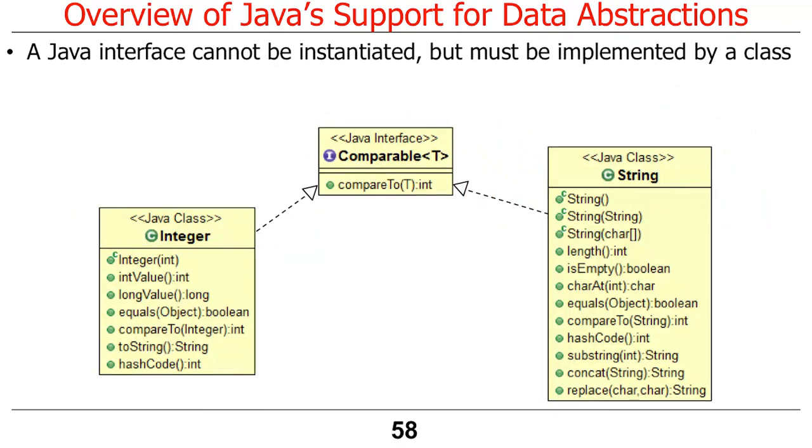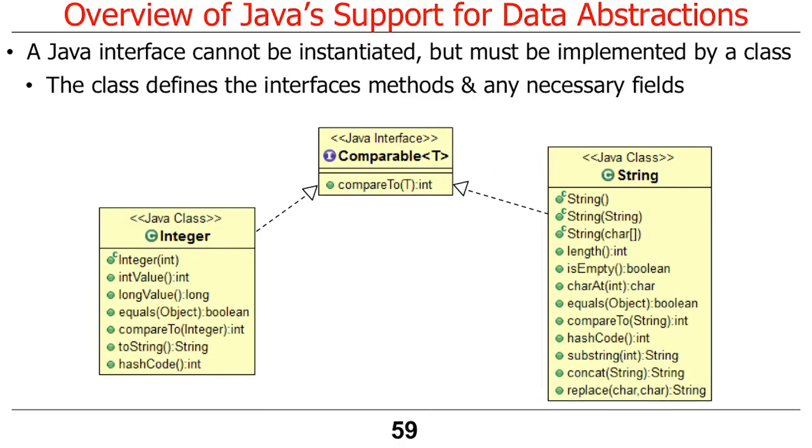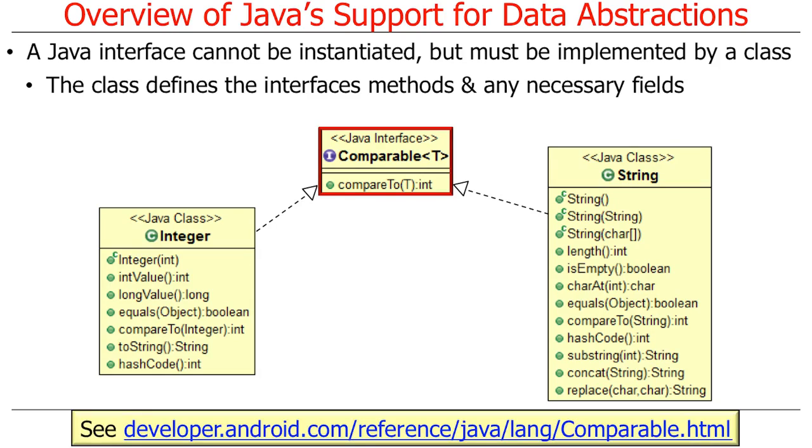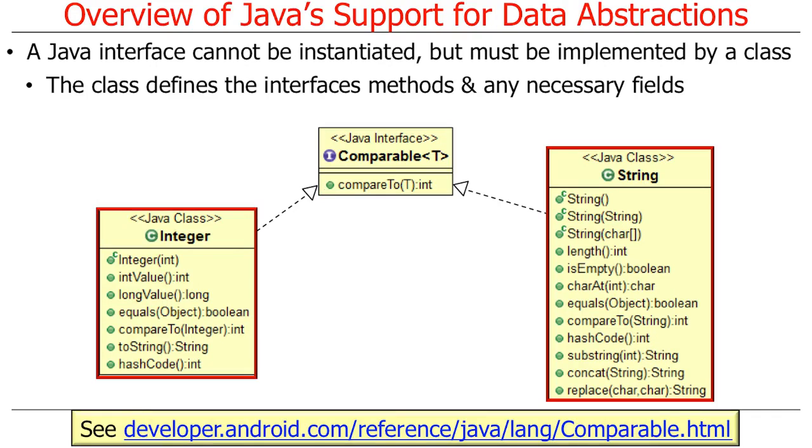A Java interface can't be instantiated, but instead must be implemented by a class, which defines the interface's methods, along with any fields needed to implement these methods. For example, the Java Comparable interface defines the compareTo method that compares an object to another object to determine their relative order. This interface is implemented by classes like Integer and String that define a natural order of their instances.